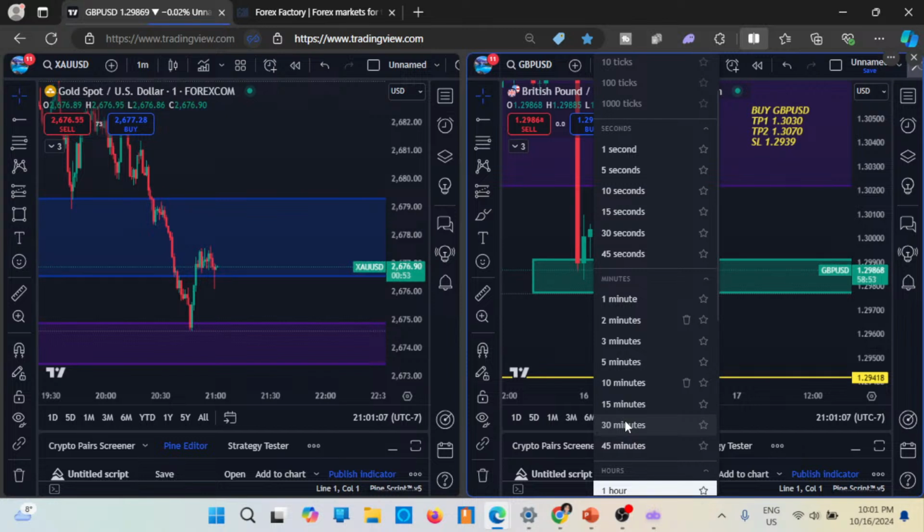Yeah, 200 is enough for gold. Just make sure you're trading with 0.01.